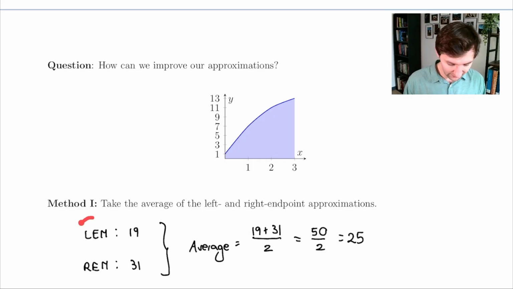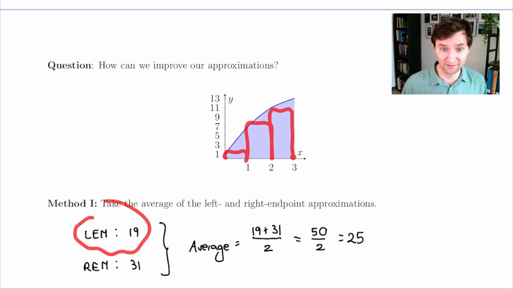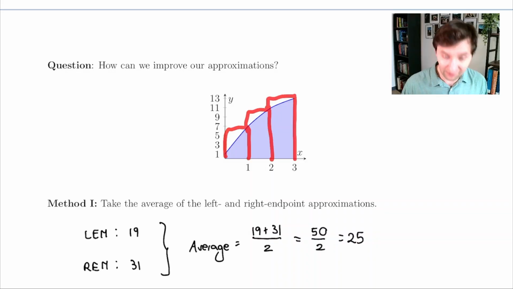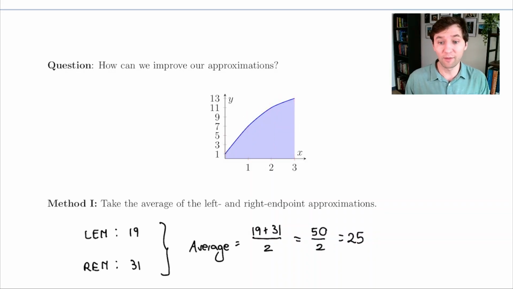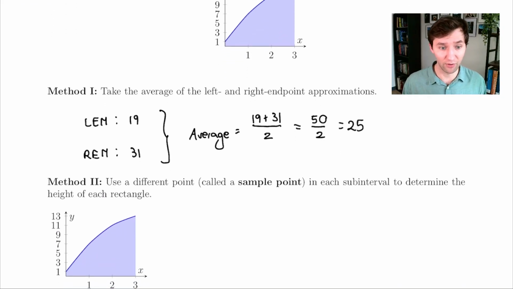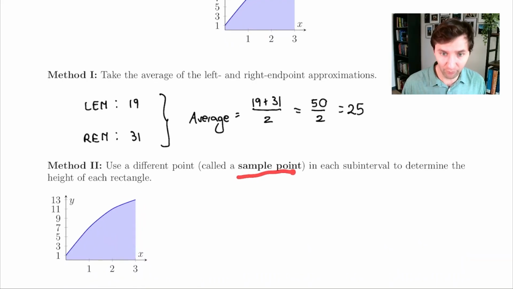We know that the left endpoint approximation was an underestimate. We know that the right endpoint approximation was an overestimate. Taking the average should provide us with a better approximation. The second method to improve our approximations is to use a different point, which we call a sample point, in each subinterval to determine the height of each rectangle.